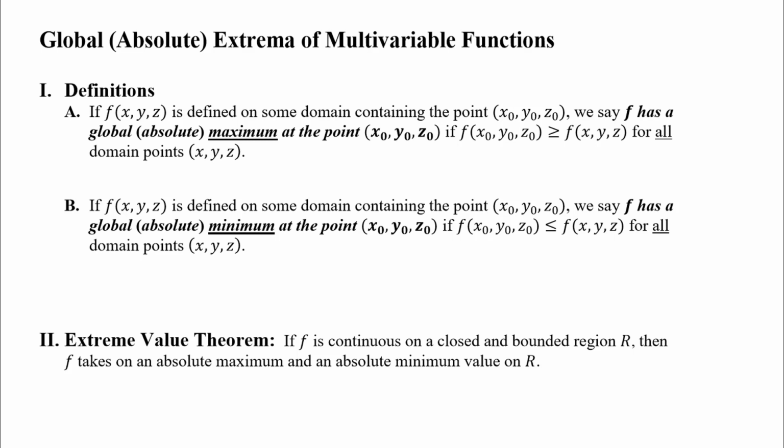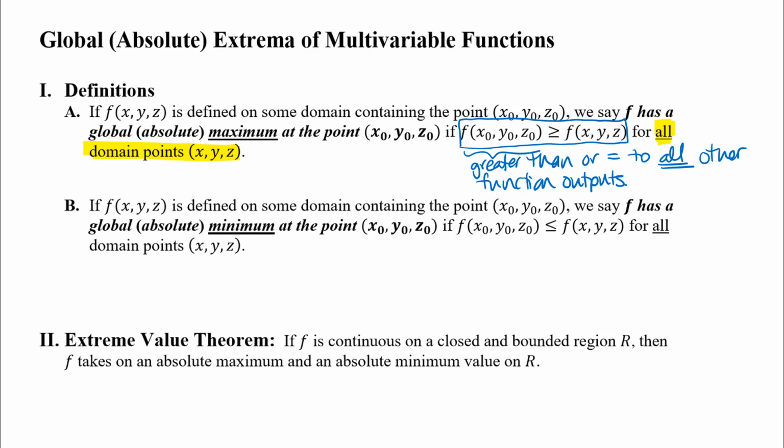So we've got a function defined on a domain containing the point x naught, y naught, z naught. We say f has a global or absolute maximum at that point if the function output at that point is greater than or equal to the function outputs at other points. That's the same as what we looked at before. What's different here, though, is we're not just talking about some neighborhood near x naught, y naught, z naught, but we're talking about all domain points x, y, z. So what we're looking for here is the largest function output of all function outputs. So this function output here is greater than or equal to all the other function outputs.